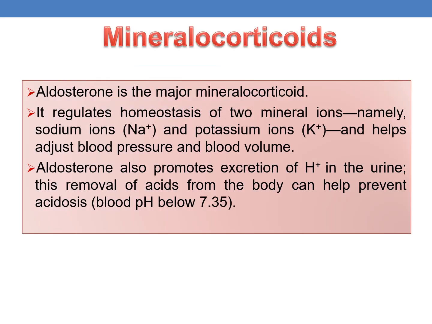Now coming to mineralocorticoids, aldosterone is the major mineralocorticoid. It regulates the homeostasis of 2 mineral ions, namely sodium ions and potassium ions, and helps adjust blood pressure and blood volume. Aldosterone also promotes excretion of hydrogen ions in the urine, and this removal of acids from the body can help regulate acidosis, that is, blood pH below 7.35.